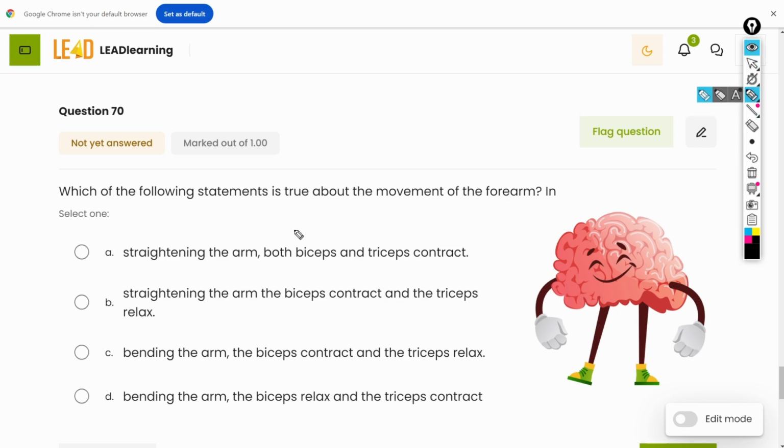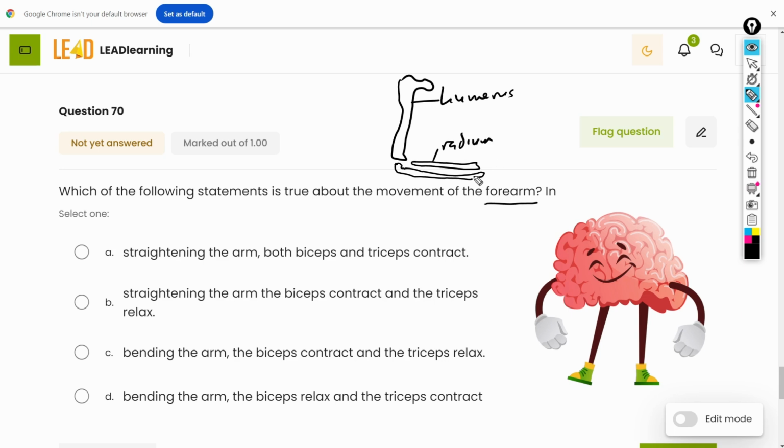Question 70. Which of the following statements is true about the movement of the forearm? The movement of the forearm. So if this is the humerus, this is the radius, and this bone is the ulna.